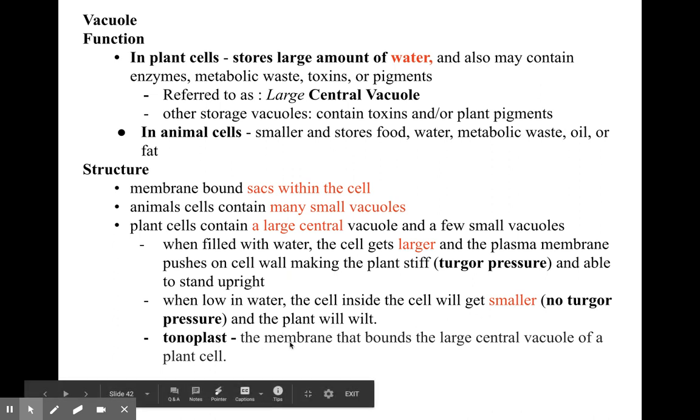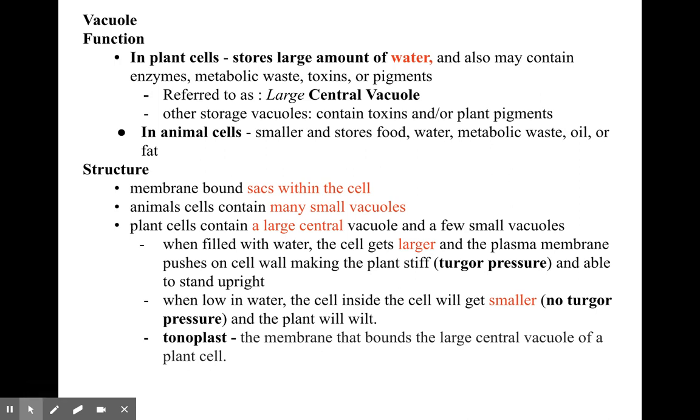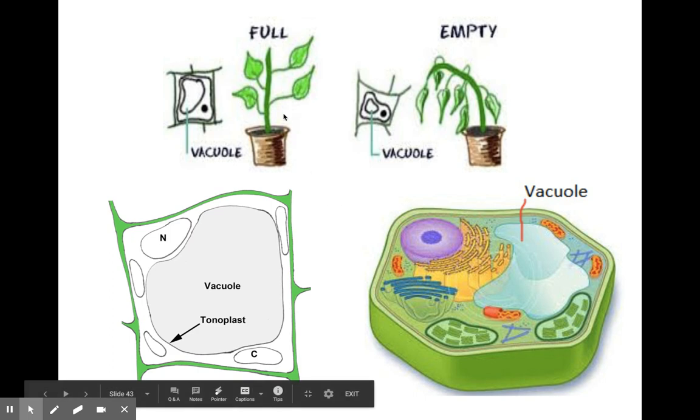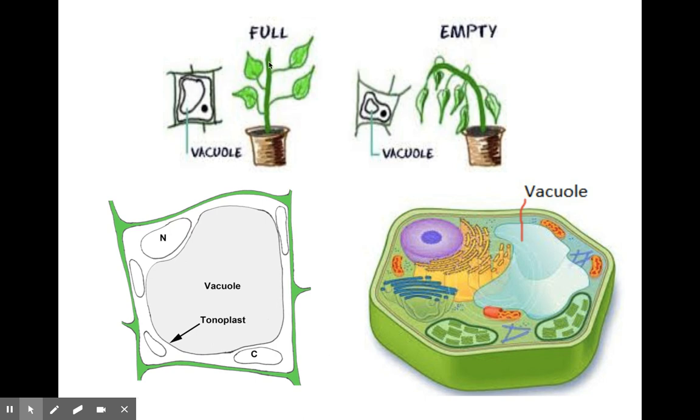And then the tonoplast is the name of the membrane around that large vacuole because it's got to be kind of extra strong. So this is what we're talking about with turgor pressure. When that vacuole is full of water, the plant stands upright. That's called turgor pressure. When the vacuole doesn't have a lot of water, the poor plant looks sad, right? It looks wilted. And so that's what gives it some of its structure.